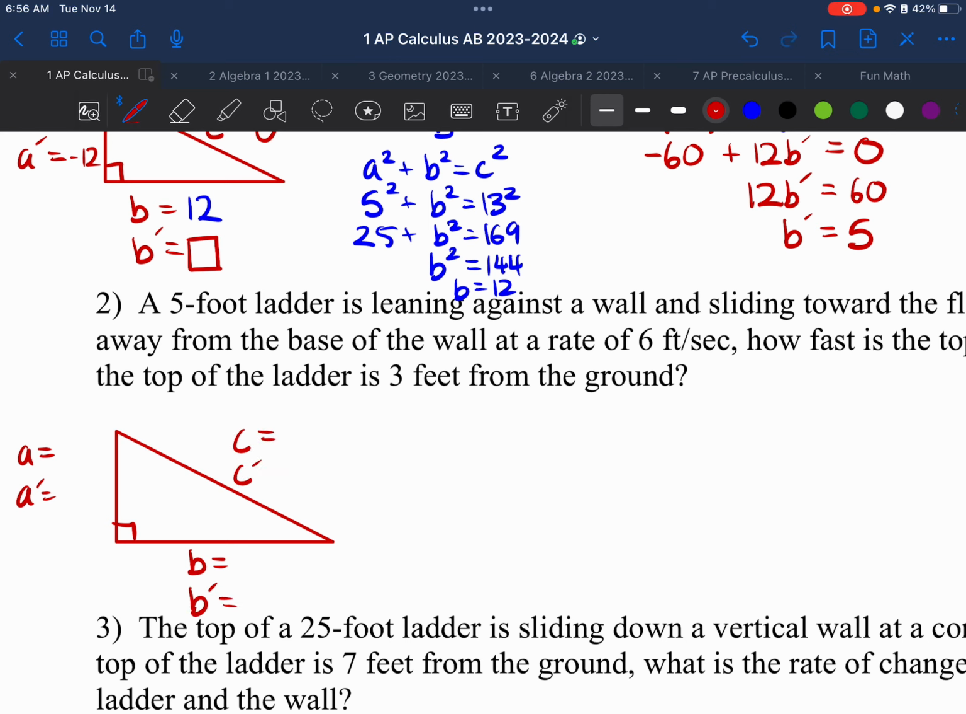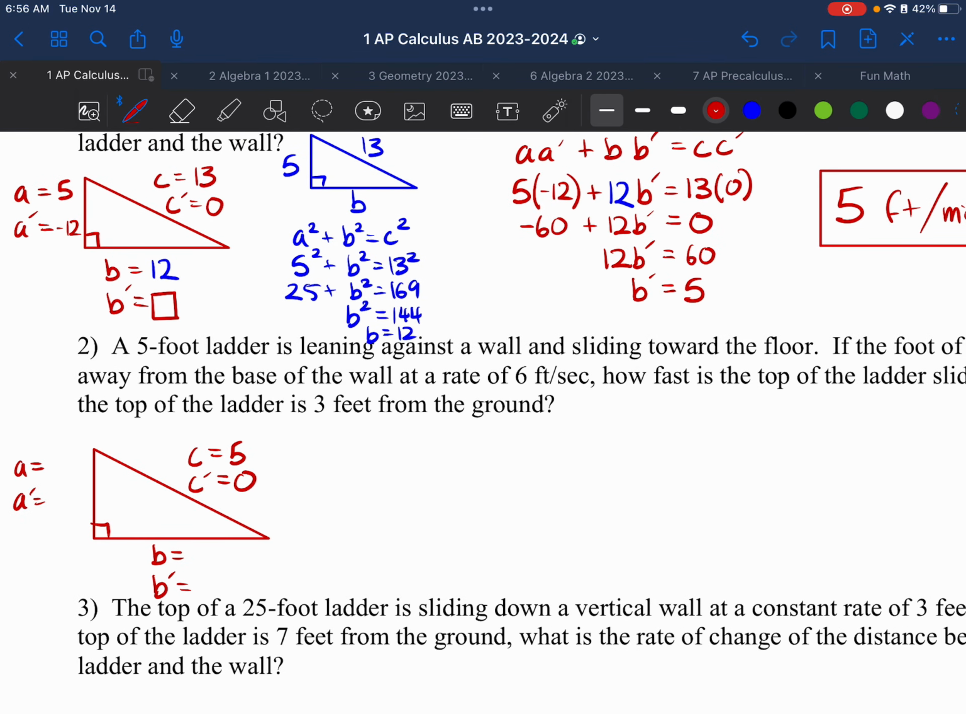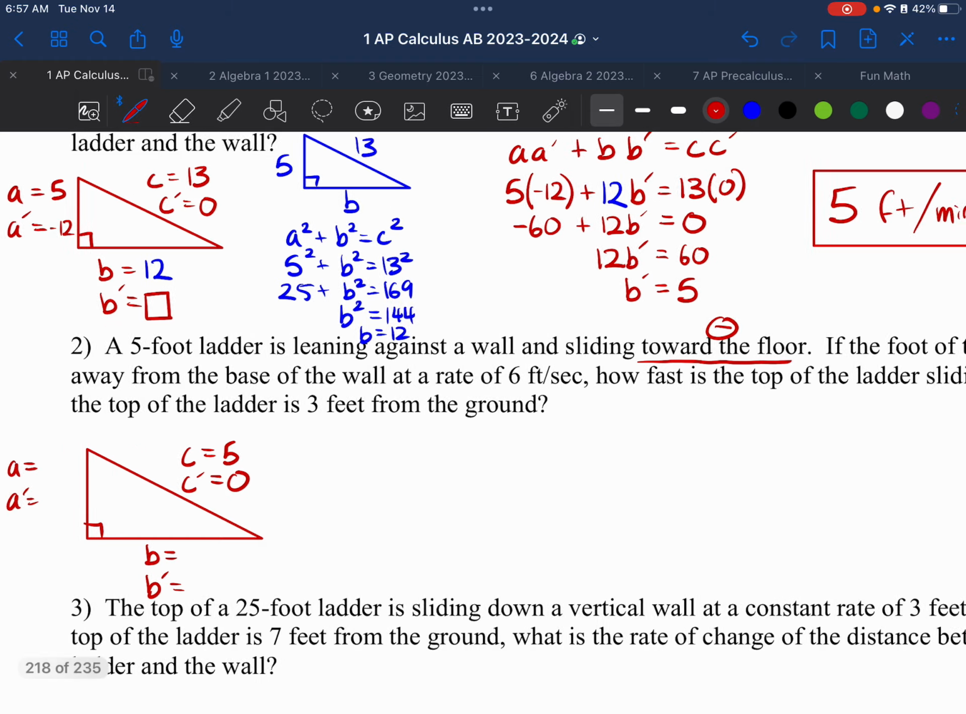This is kind of like a scavenger hunt, right? 5-foot ladder, so c is equal to 5, and therefore c prime is going to be equal to 0. And it's sliding toward the floor. Okay, so toward the floor, it's kind of hard to think about it, but toward the floor is going down, which means that is our negative number.